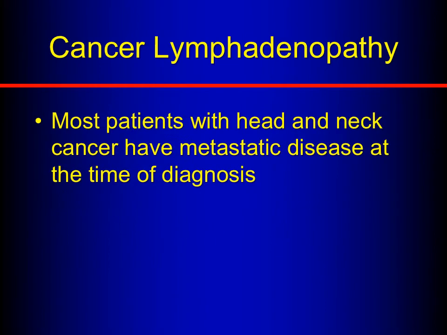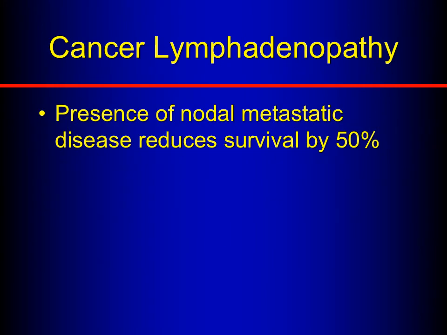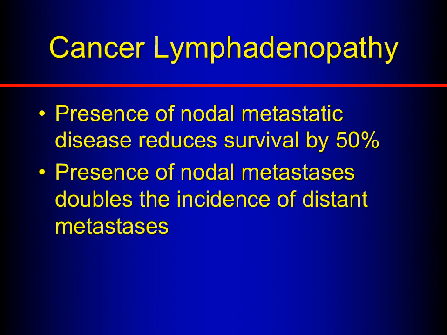That's what's most important. Now, we know that most patients with head and neck cancer already have metastatic disease at the time of diagnosis, or at least almost half of those cases. About 43% may have regional nodal involvement, and about 10% may already have distant mets. So these nodes may already be present in almost half the time. We know that the presence of nodal metastatic disease also decreases survival by 50%. So if we see a definite pathologic node, we just cut that patient's prognosis in half. And the presence of nodal metastatic disease doubles the incidence of distant mets.